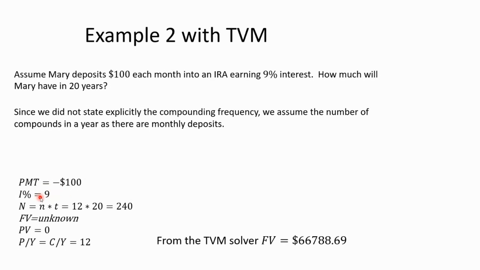Capital I is 9%. So it's just 9 actually. You don't convert it to a decimal here. Now, capital N is little n times t, right? This is going on for 20 years, so t is 20. And that's how often it's compounded, right? In a year, how many times? That's 12. 12 times 20 is 240.